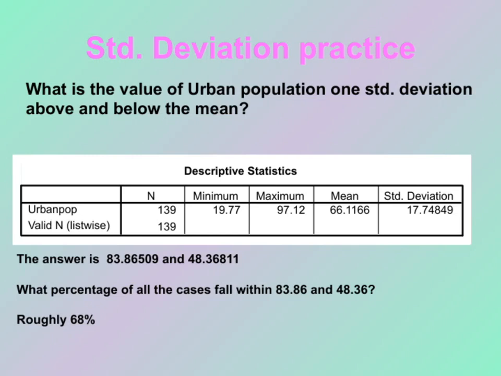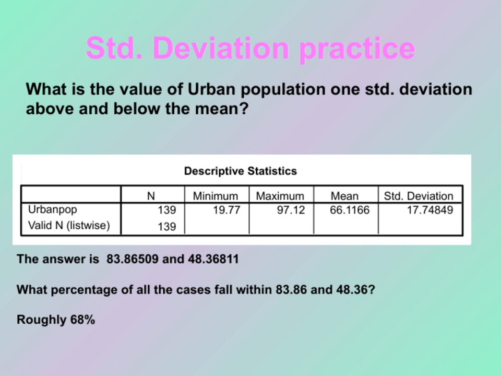All right, let's take a look at these values. The answer here is approximately 83.86509 for the first point and 48.36811 for the second. Now, what does that tell us? When we ask what percentage of all the cases fall within these two values, we're essentially looking at how much of our data is contained between these limits. Based on the data, roughly 68% of the cases fall within this range, which is quite typical in a normal distribution, about one standard deviation from the mean.